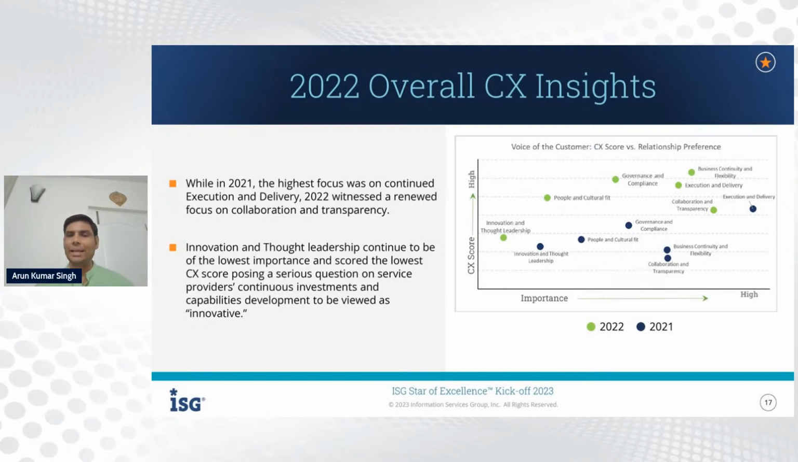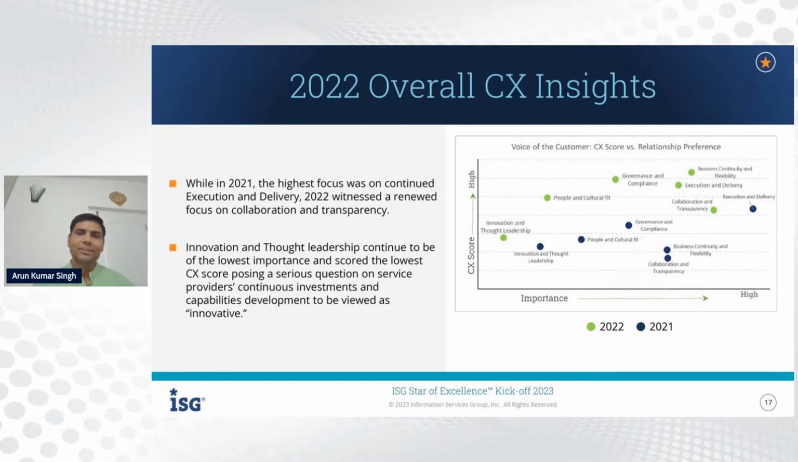Whereas if we look closely at the x-axis here, which captures the importance of the 6 CX pillars, 2 pillars stand out. One, business continuity and flexibility. Second, collaboration and transparency. In 2022, both these CX pillars are the only ones that have moved towards the right-hand side compared to the other 4 CX pillars, which fell behind in terms of importance over 2021. So clearly, collaboration and transparency, business continuity and flexibility, and execution and delivery remained highly important for your clients in these 2 years. Under current macro and microeconomic conditions, your clients demand effective and efficient communication, collaboration, and adaptability to ensure continuous service delivery.